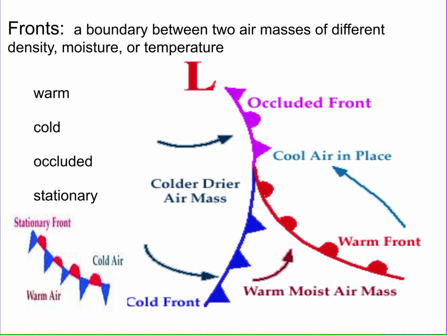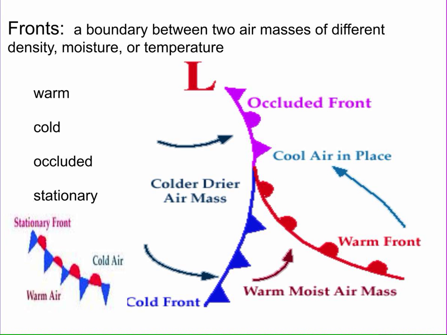When we have air masses that meet, either cold or warm, we create a front. A front is simply a boundary between two air masses of different density, moisture, or temperature. We have four types of front: warm, cold, occluded, and stationary. Warm and cold fronts are designated as a single line with either a triangle as a cold front or a semicircle as a warm front.